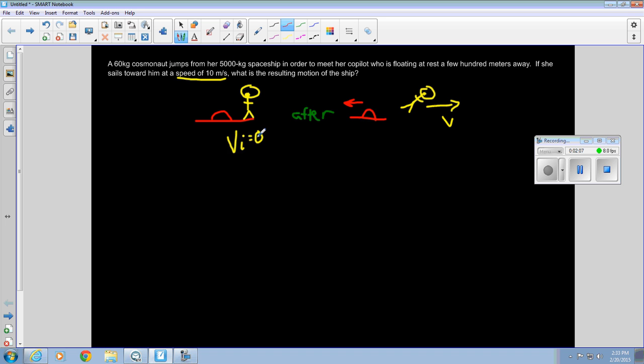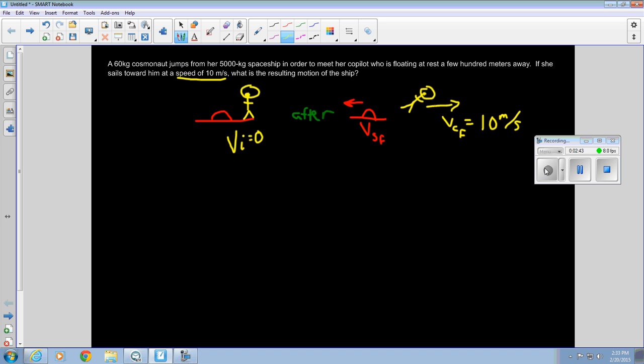So we know initial velocity is 0, so we need to figure out the final velocity of the spaceship. So let's call it velocity of the spaceship, final. And we do know the final velocity of the cosmonaut, because they tell us the speed is 10 meters per second. And we've actually drawn it in a positive direction, so let's keep it positive: 10 meters per second.